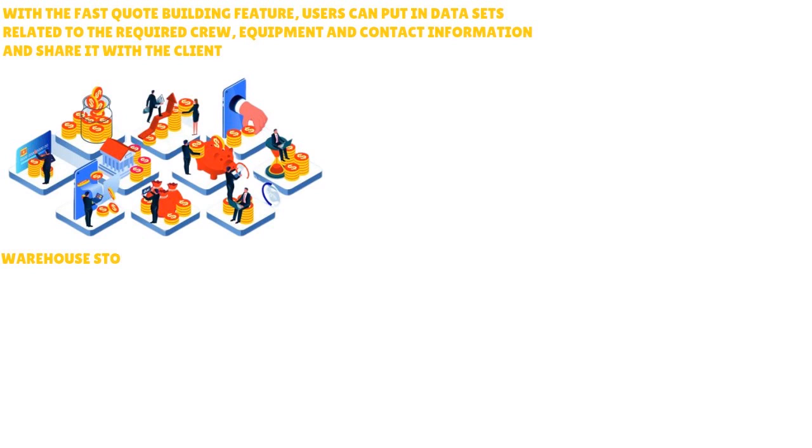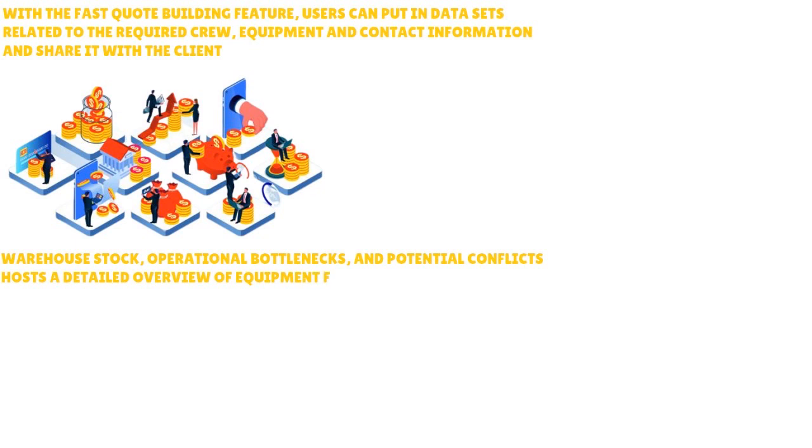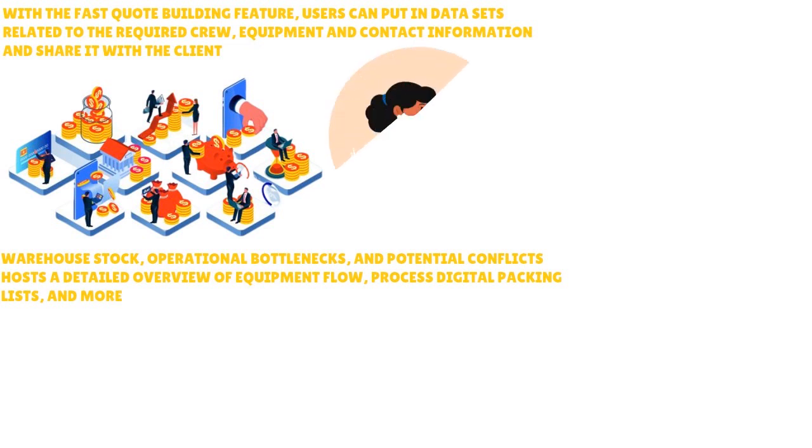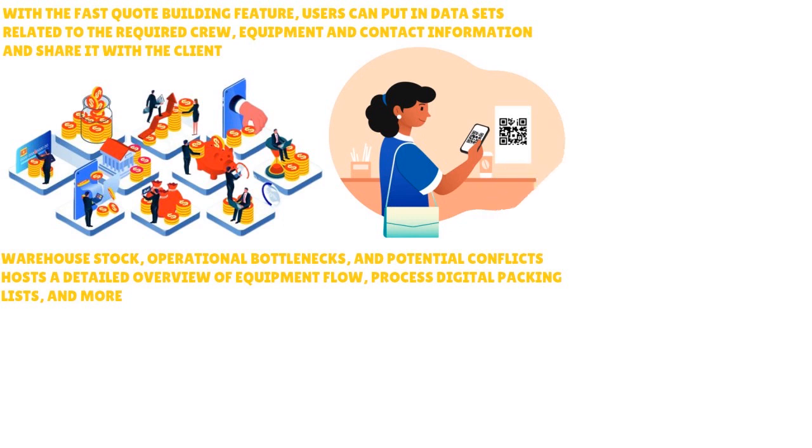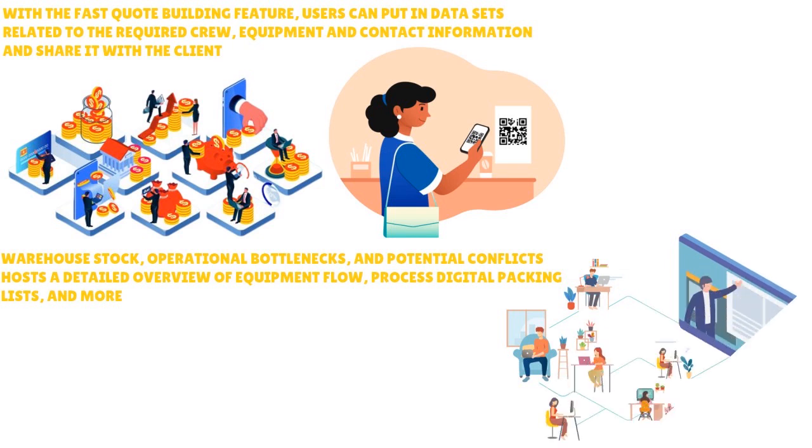With the visual dashboard that makes equipment planning a breeze, you can receive an overview of warehouse stock, operational bottlenecks, and potential conflicts. The warehouse management arm hosts a detailed overview of equipment flow, processes digital packing lists, and more. And with the mobile app, crew members can process products by scanning QR codes and barcodes. So long story short, when we talk about Rentman, you have cloud-based resource management and planning software that helps AV and event companies manage their daily operations and improve their workflows.